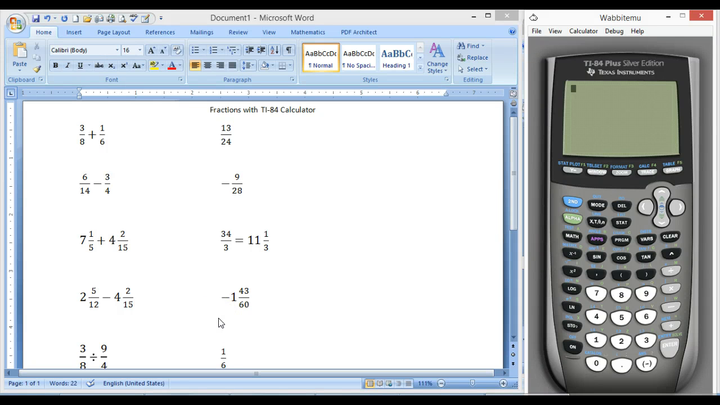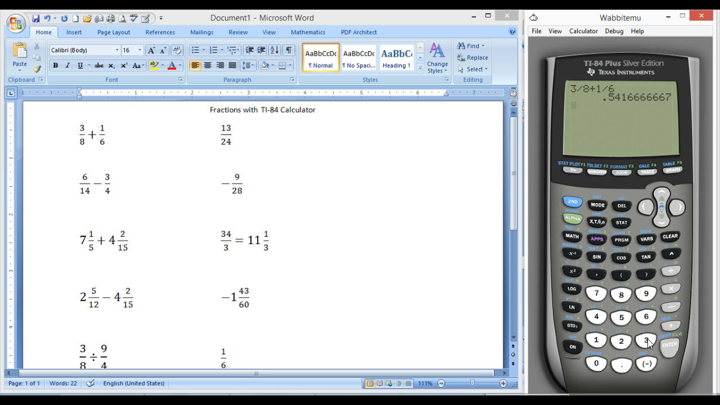This is a really quick demonstration on how to do fractions on a TI-84 calculator. So the first thing I'm going to do is type in my fractions, which you do with your division sign. 3 divided by 8. Then add 1 divided by 6. Press enter and it'll give us a decimal.